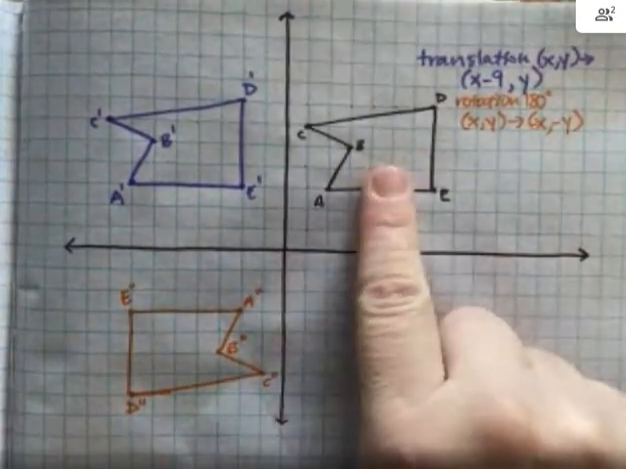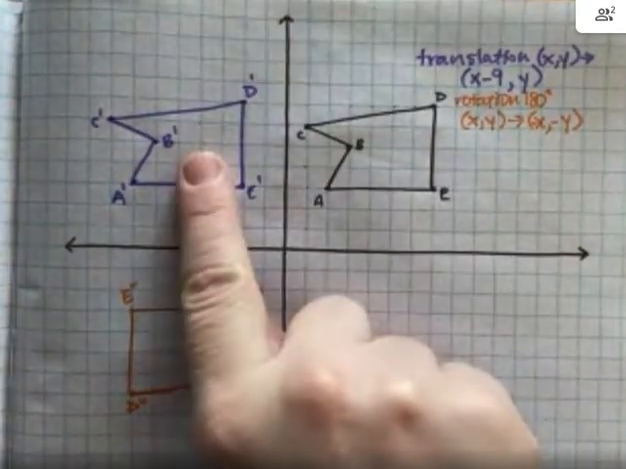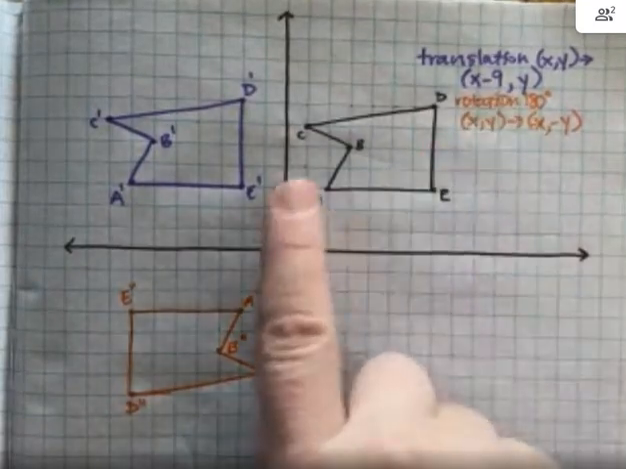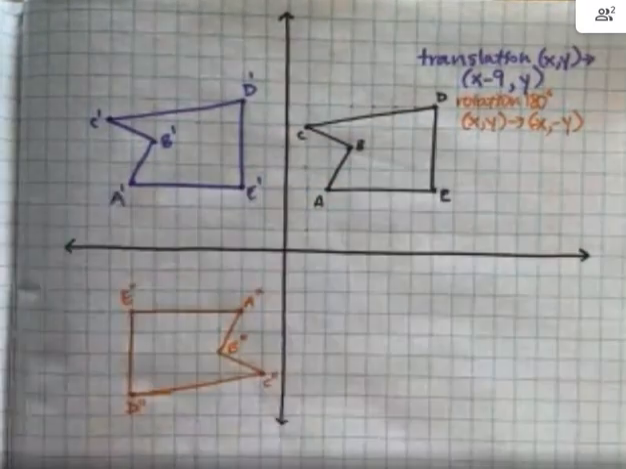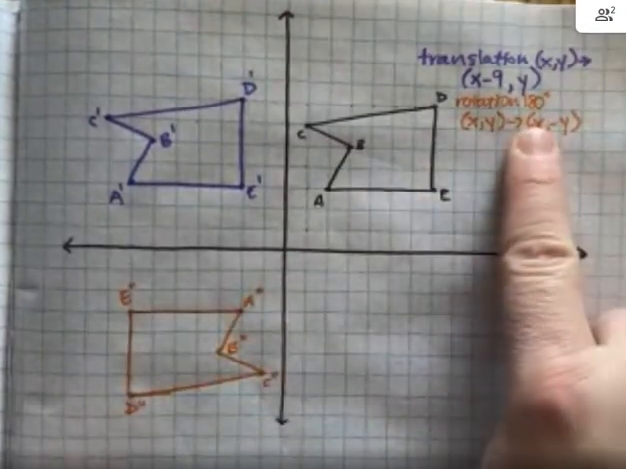We can see our pre-images here, and then we have two images that have been created. This one has undergone a translation just horizontally by -9, so all the x values have shifted over -9. And then this orange one here has undergone a rotation of 180 degrees.